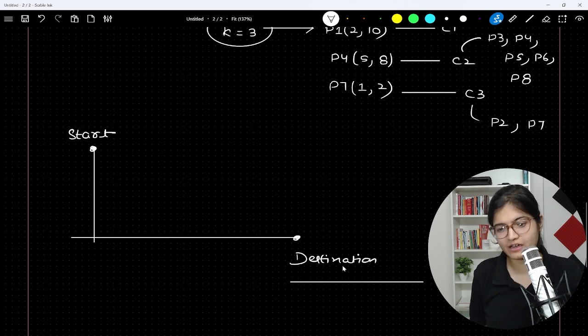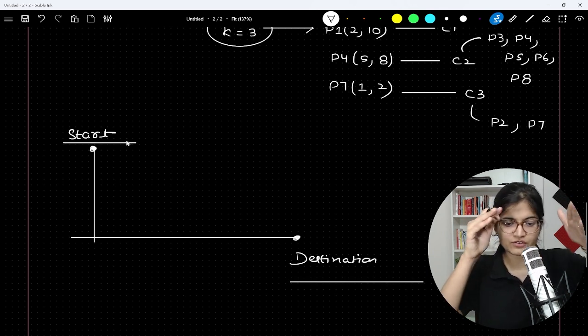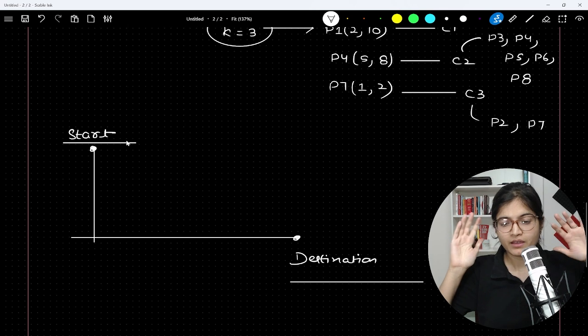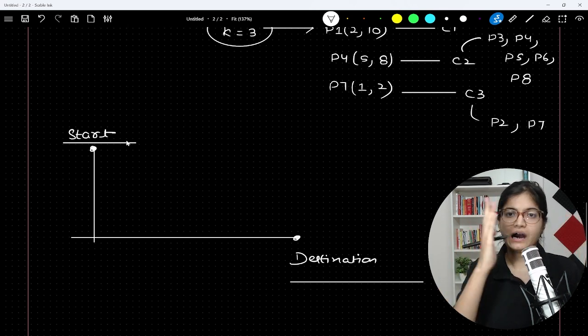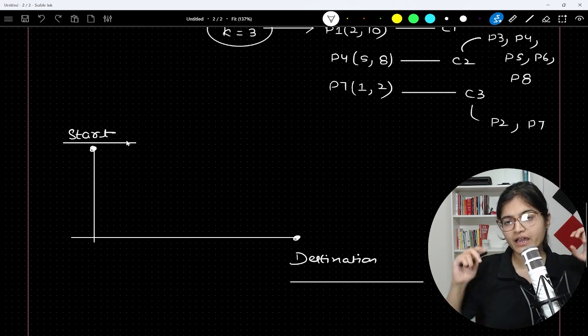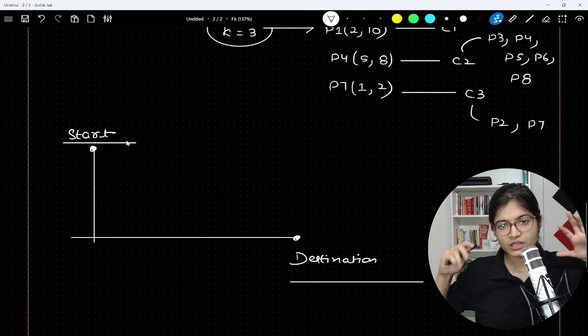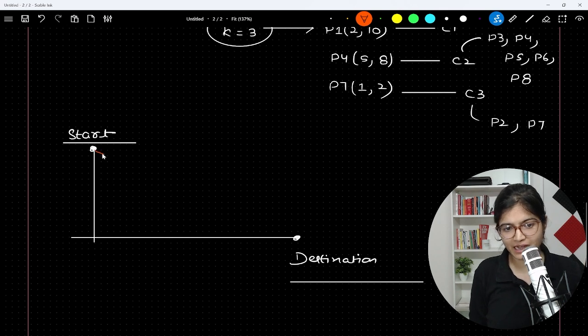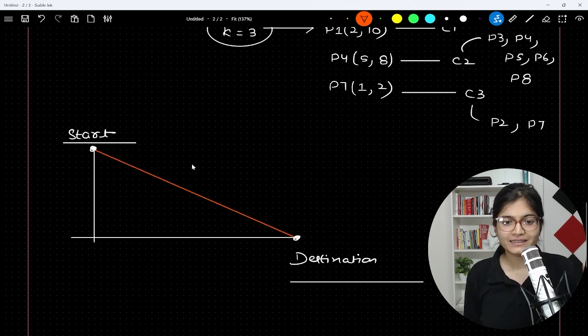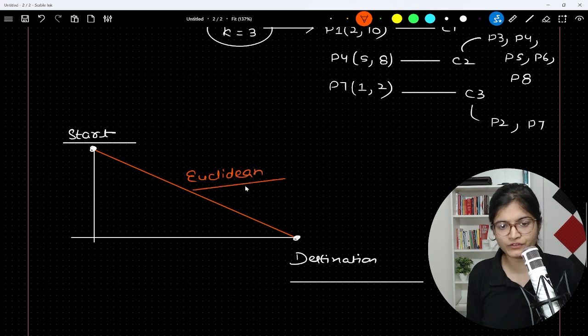You are traveling somewhere. This is your start point. This is your destination point. Now I'm saying, can you give me the distance from the start to the destination? Can you tell me how much is the distance we have? So one way could be where you can evaluate the direct distance between the start and the end, right? This is the way of Euclidean.